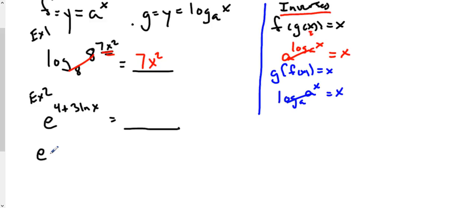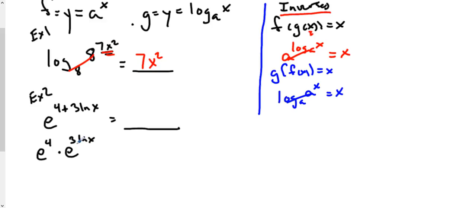I can write this as e to the fourth, because we're adding exponents, it's the same thing as multiplying, e to the 3 natural log of x. Now, once again, I'm so close. I wish I could just cancel this out. Many students do and just put 3x as their answer, but that's not true.